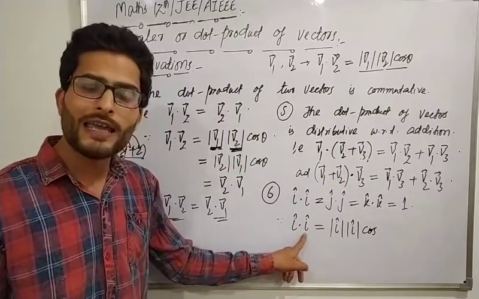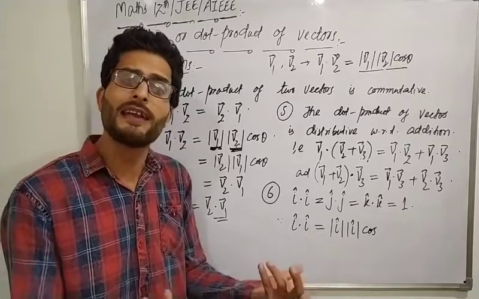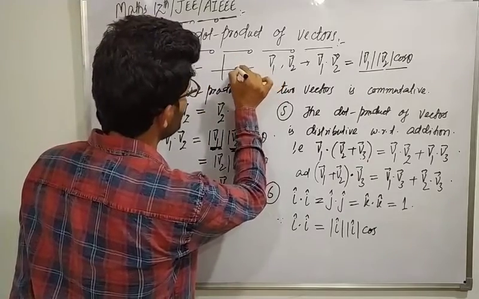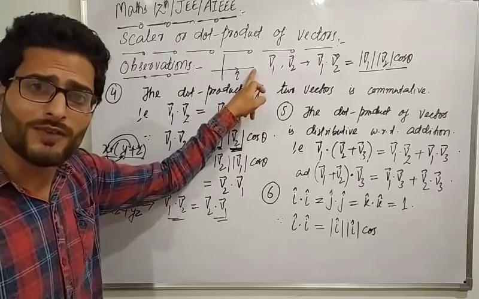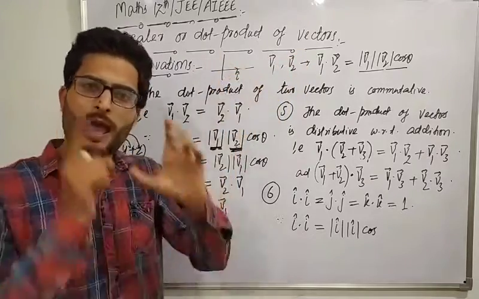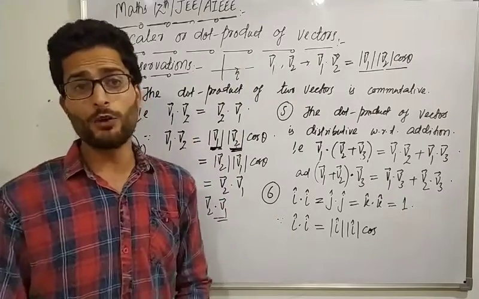अब i और i के बीच में एंगल जो है क्या आता है? i is a unit vector along the positive direction of x axis. तो since i is a unit vector along the positive direction of x axis, तो i और i के बीच में हमेशा जो एंगल होगा वो होगा क्या, 0. 180 नहीं होगा, पाई नहीं होगा.